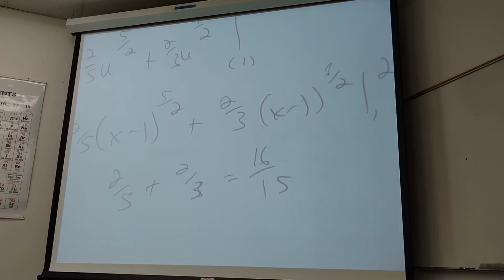Do you guys know how to use the calculator to check that? Has anybody never seen the calculator integrate? Everybody's seen that? Okay, all right. I'll take your word.